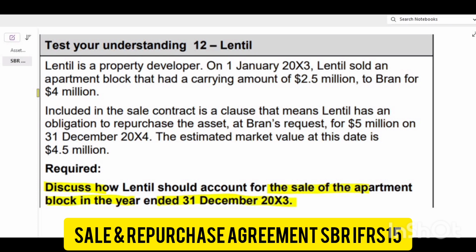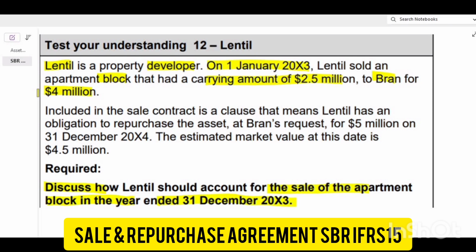Lentil is a property developer. On 1st Jan 2003, Lentil sold an apartment block that had a carrying value. This is the carrying value. And to Brain, this is the customer, for 4 million. The original selling price is 4 million.